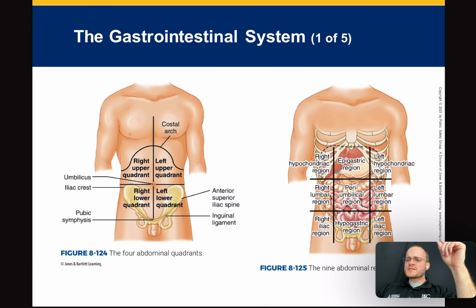So this is out of y'all's book. Remember, we divide the abdomen typically into 4 quadrants, okay? And so right here is what they call the costal arch. It's kind of like the arch of your rib cage. And so what you assume is that there's abdominal contents up underneath the rib cage already, right?